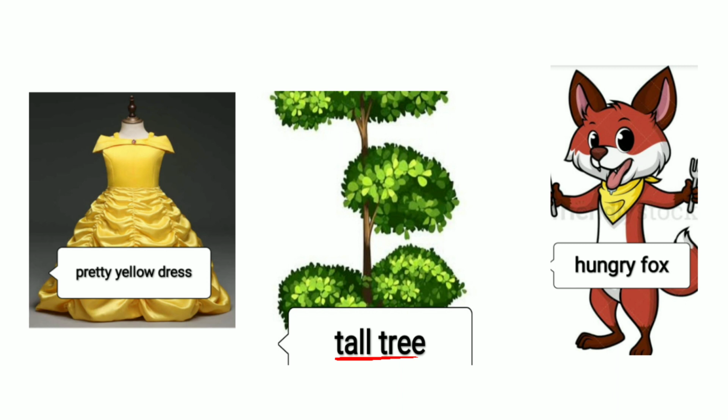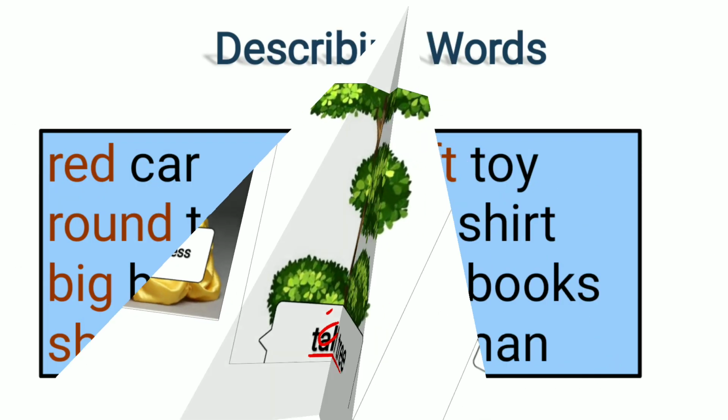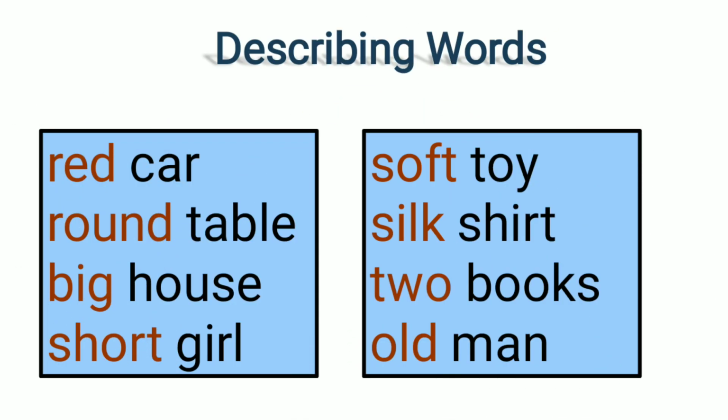Hungry fox. Which is the describing word in this? Hungry. So the fox is hungry. So here pretty yellow dress, pretty yellow is the describing word. Tall tree, tall is the describing word. And hungry fox, hungry is the describing word. Understood children? Okay, now let us see few more examples.